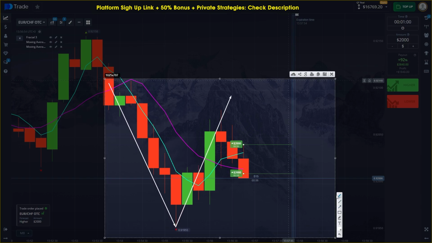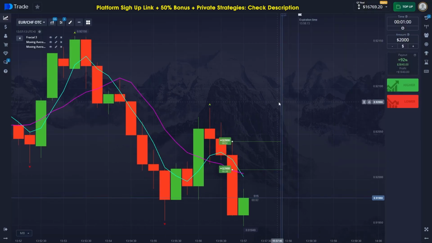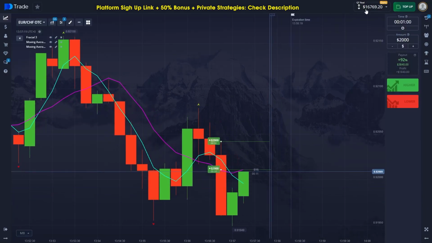The second signal is the intersection of moving averages. You can see that the blue one crosses the pink one from bottom to top, which means we have a bullish movement. We have two signals for an increase, therefore we open a trade for an increase.